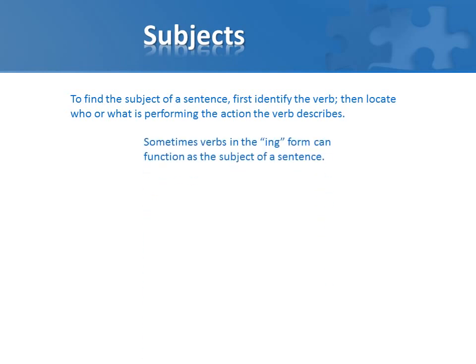Also, a third point you want to keep in mind is that sometimes verbs in the ing form can actually function as the subject of a sentence. You already know that verbs in the ing form can't function as verbs alone. They can function, however, as subjects. And here's an example. Sailing is an exciting sport.